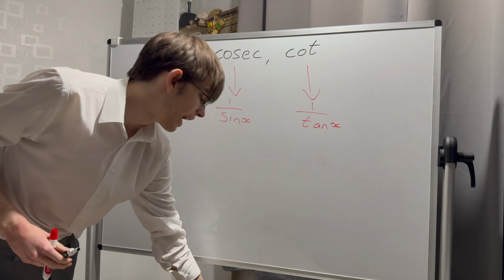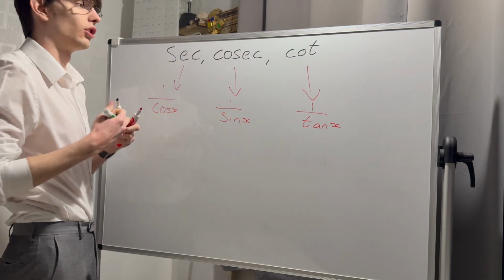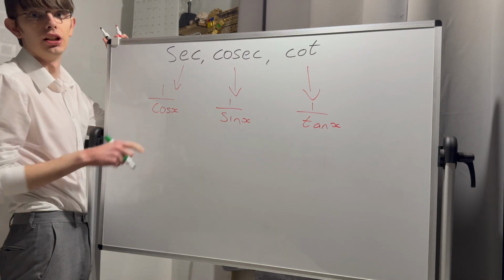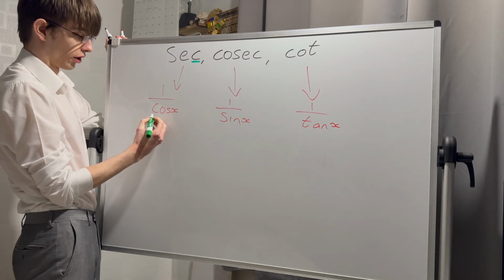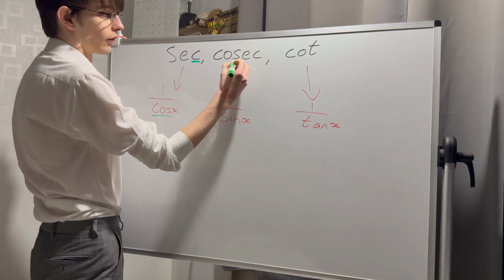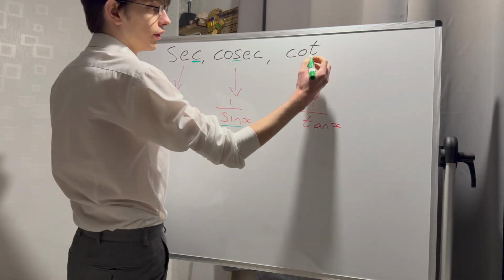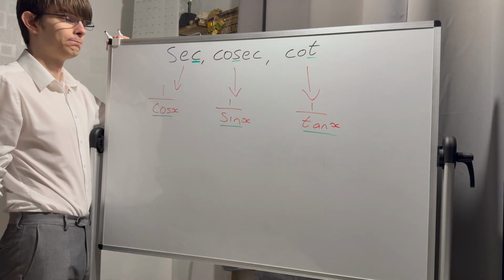Quickly, some people get a bit confused with how to remember which is which. There is luckily a nice and easy way. Just have a look at the third letter of each one. Third letter of sec is C, so it's going to involve cos. Third letter of cosec is S, so it's going to involve sine. And the third letter of cot is T, so it's going to involve tan.